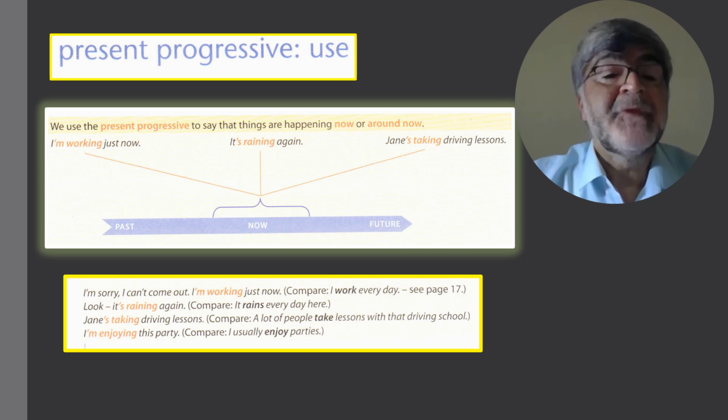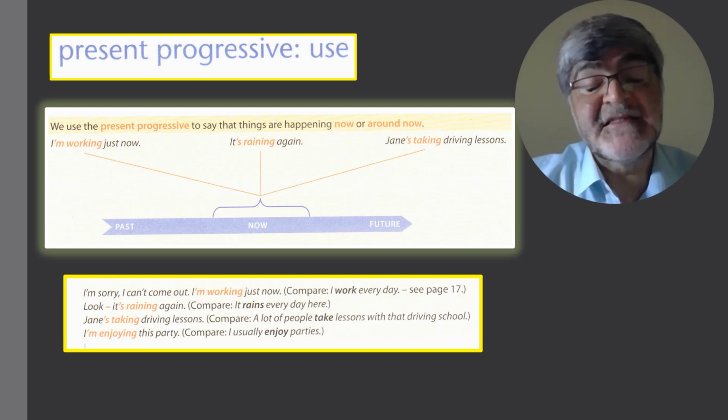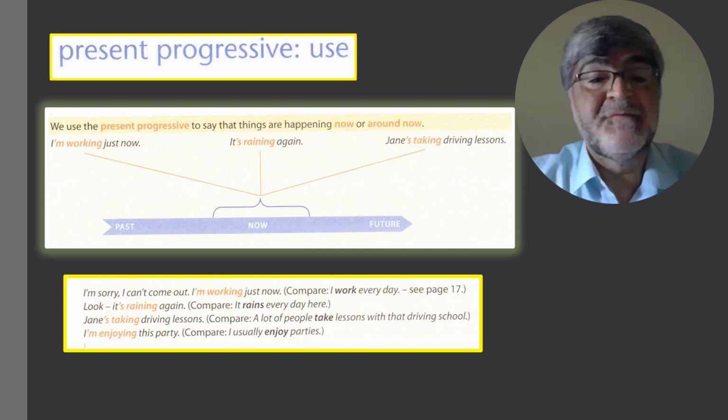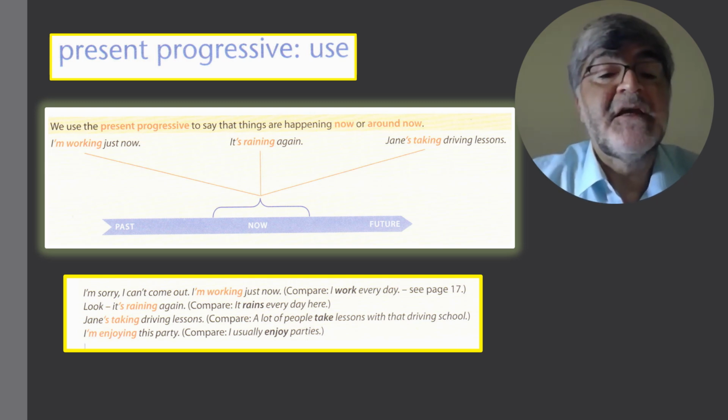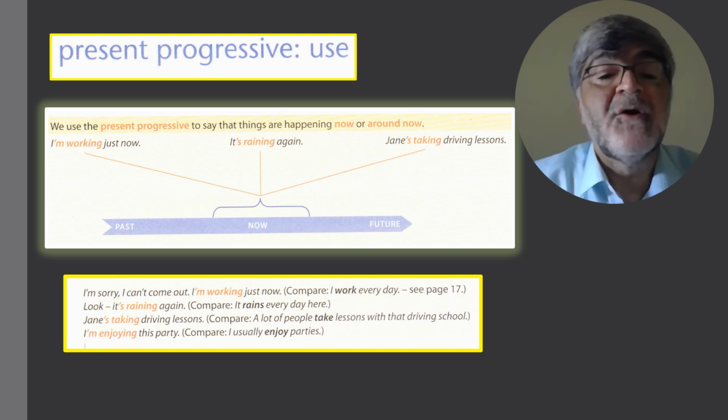And then now we're going to discuss the use of present progressive. When do we use that? We use the present progressive to say that something or things are happening now or around now. What does it mean around now?